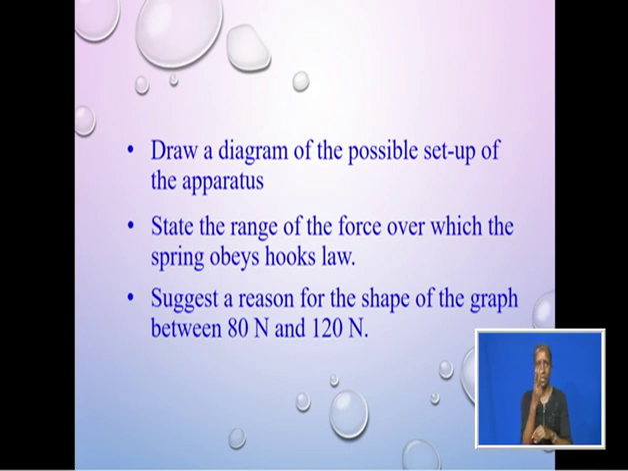Secondly, state the range of the force over which the spring obeys Hooke's law. Thirdly, suggest a reason for the shape of the graph between 80 newtons and 120 newtons. Okay, so we have already seen the graph.